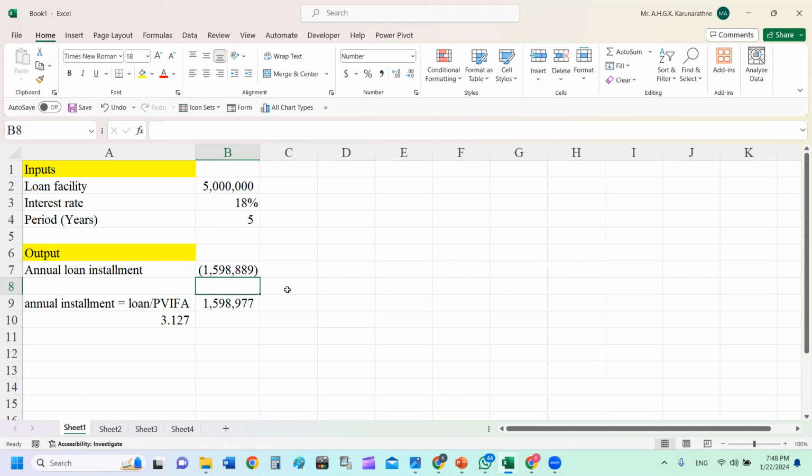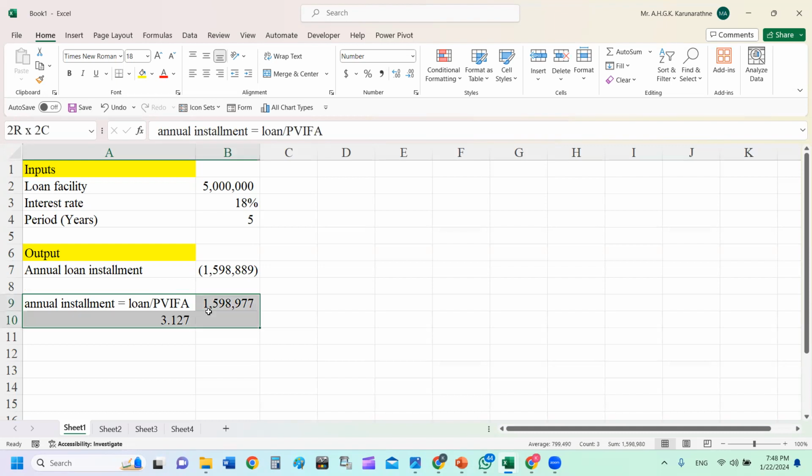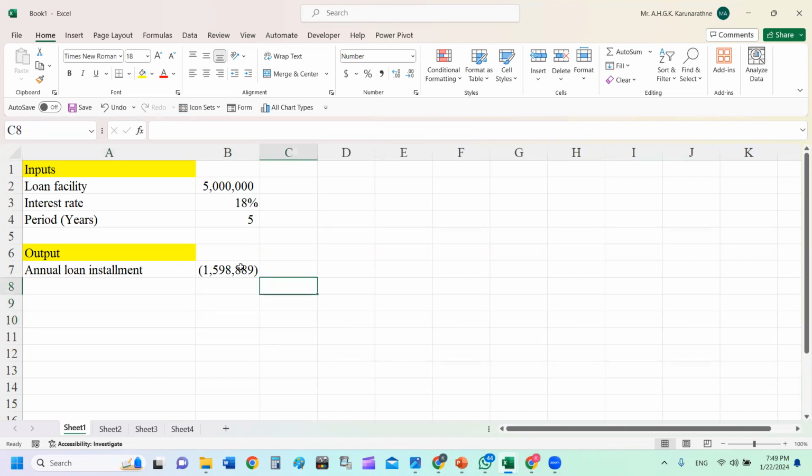There's a slight difference, but don't worry about it. Why is there a slight difference? Because our present value interest factor annuity, 3.127, is an approximate value; there may be other decimals. This is more accurate than that value because 3.127 may have some rounding effect. So you can now see the importance of the PMT function. Using the PMT function, you can easily compute your installment. I'm not going to discuss the theoretical aspect of finance hereafter. Just delete this.